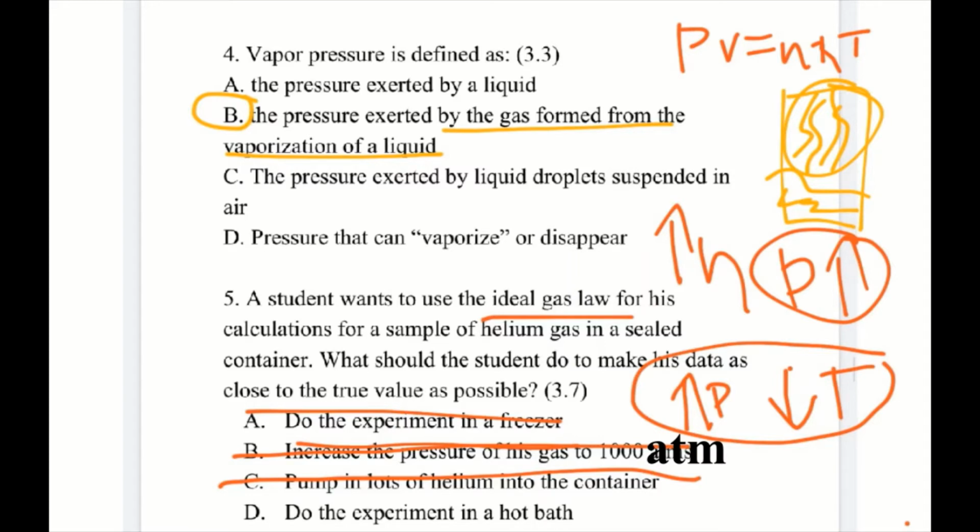D, do the experiment in a hot bath. Well, yeah, that's correct, because by doing the experiment in a hot bath, you are increasing the temperature and making the gas more like a gas and less like a liquid, since it's the opposite of this, and that's what we want. So D is the answer.